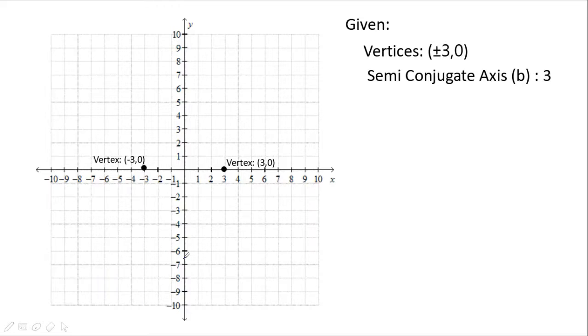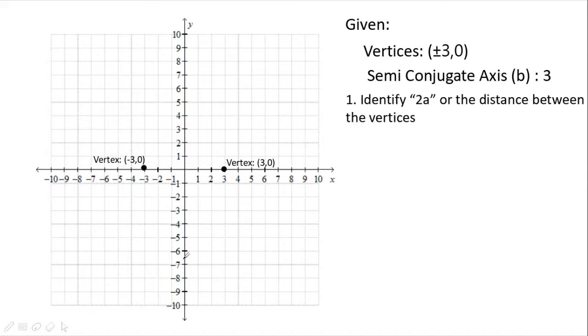So b can be called the semi-conjugate axis. Again, when we say semi-conjugate or b, that's the distance from the center to the co-vertex.